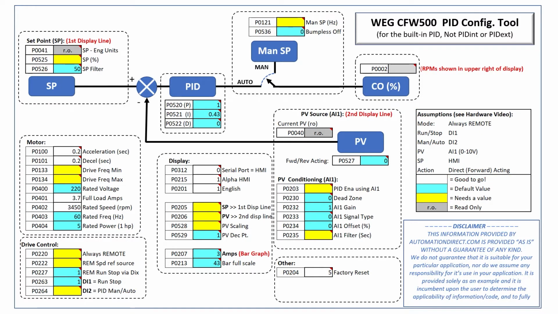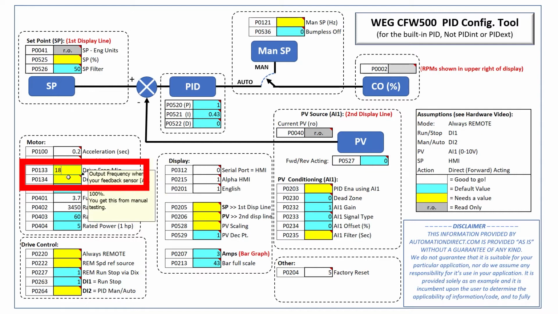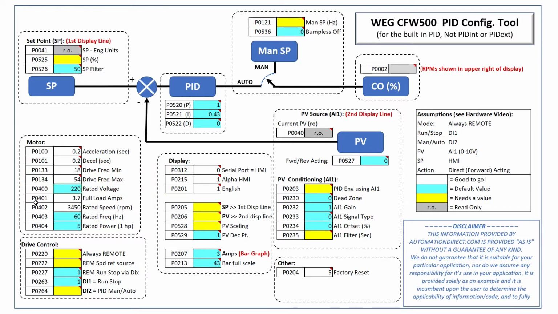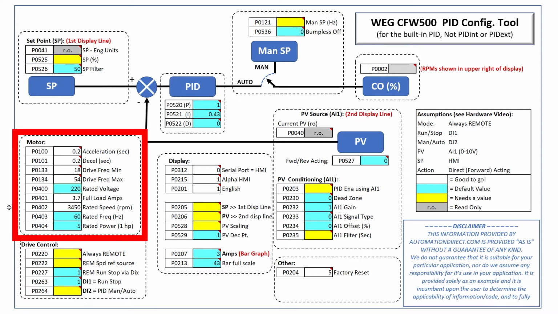I'm using this drive exactly as we left it in part 1, where we had done a factory reset so you know exactly where I'm starting from. We entered the motor parameters you see here in white and the display parameters shown in white. Let's enter the min and max drive frequency parameters we found in the previous video just to finish that section. Great, all the yellow cells are gone and that section's done.